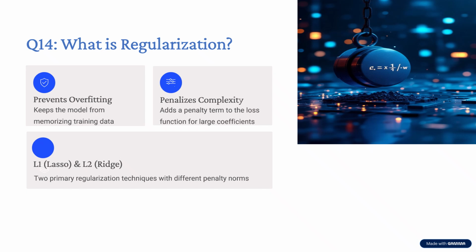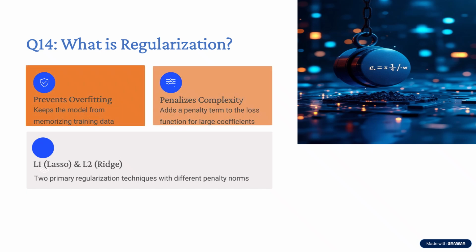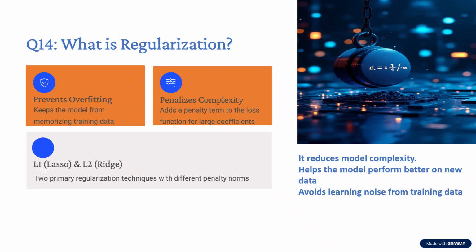Regularization is a technique used to prevent overfitting by adding a penalty to the model for being too complex. In simple words, it tells a model, don't try to fit very small details in data, keep things simple so you can generalize better. So basically, it reduces model complexity, helps the model perform better on new data, and avoids learning noise from training data.